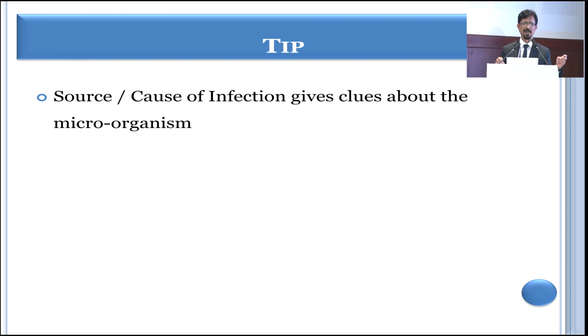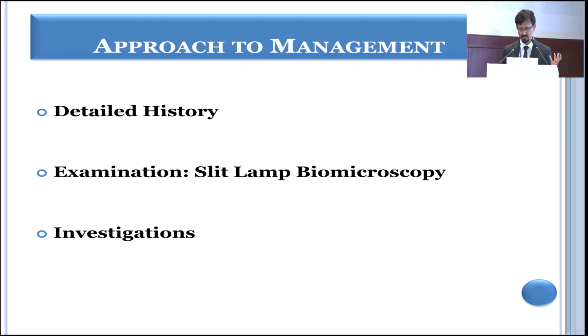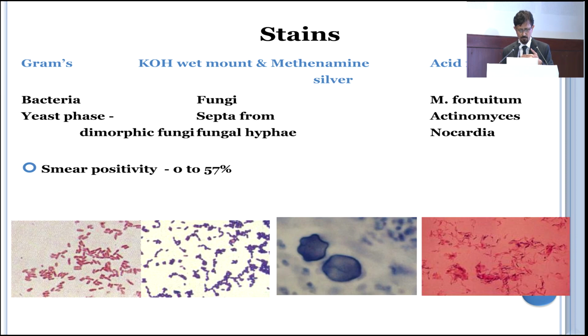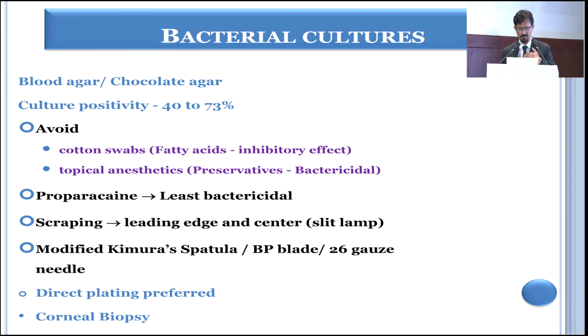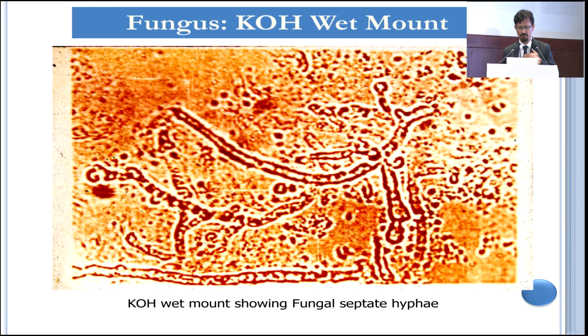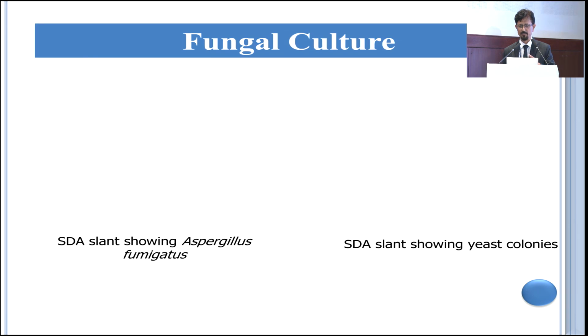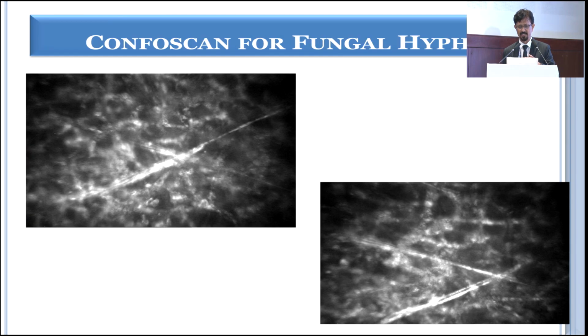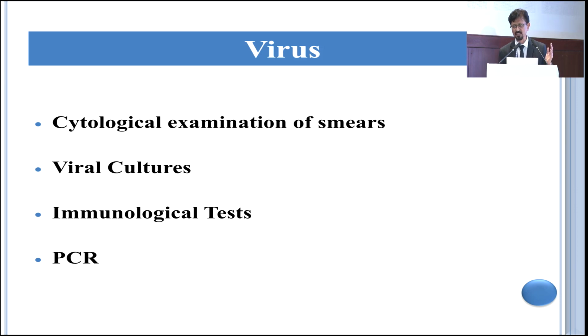And once again, going back, the main aim of management is to find out the microorganism. So the approach of management will be a very good history, good examination and investigations. You have gram stain, KOH, you have bacterial cultures, you have PCRs, and for fungus you have KOH wet mount, Sabouraud's dextrose agar, everything is there. PCR, rapid PCR, confocal scan, everything is there.